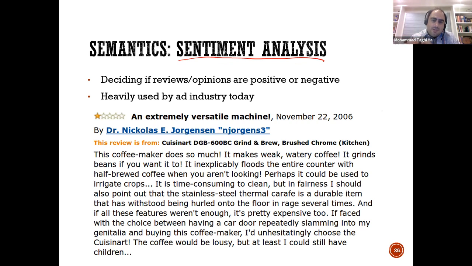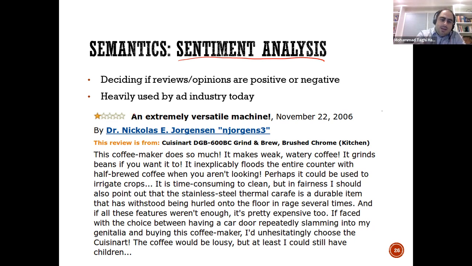One particular thing. You can consider it as text classification, but maybe it is more important. Just the semantics. Sentiment analysis by itself is very important. This is especially important for the advertisement industry. Say you get some reviews or opinions, and you want to see whether they are positive or negative. This is a very good example.